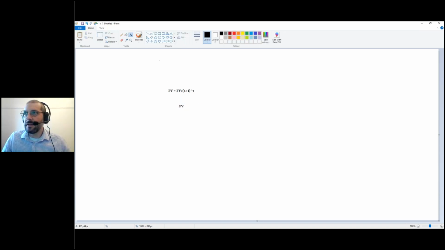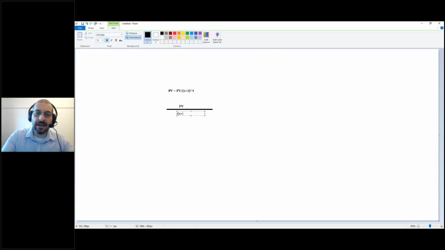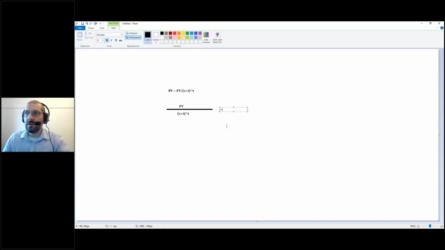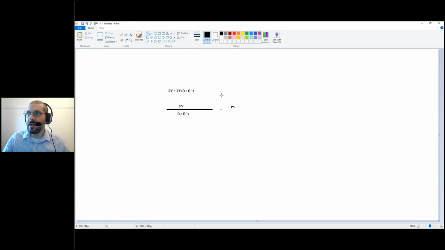Now we've got a line here. The future value is what we call the numerator, and then the 1 plus i to the t, sorry, I'm going to make that a small t, that's the denominator, and that equals present value. Present value is the numerator, and we can just put that over 1.